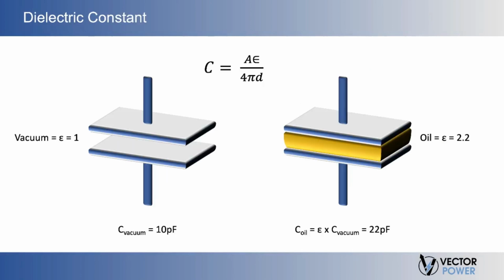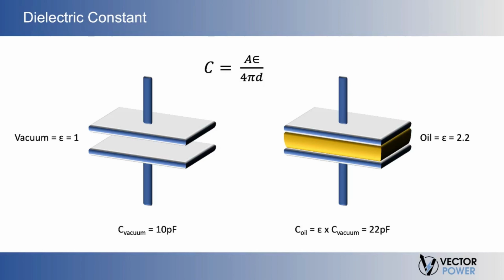Now, based on this mathematical equation, Michael Faraday discovered that when the plates of a capacitor were filled with an insulating material other than vacuum, the capacitance would change. Dielectric constant is the ratio of the capacitance of a capacitor using that material as a dielectric compared to a similar capacitor that has vacuum as its dielectric. The dielectric constant of a vacuum is 1. All other dielectric constants are referenced to this standard.